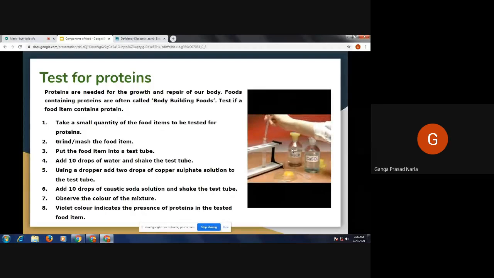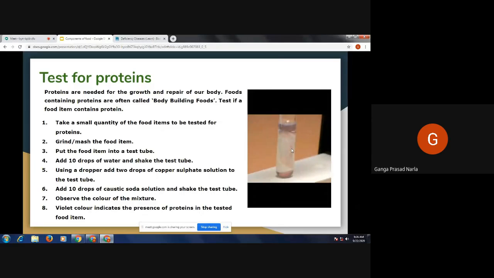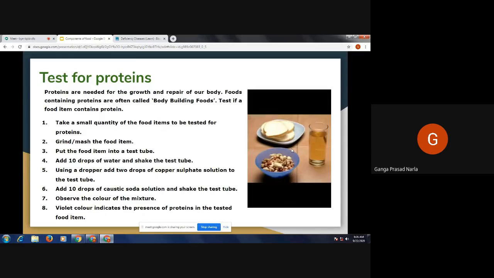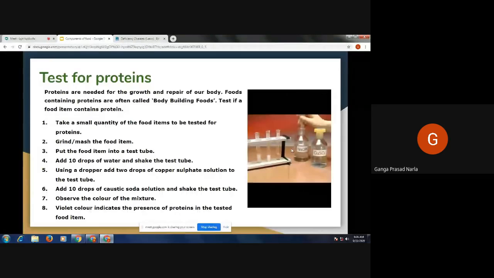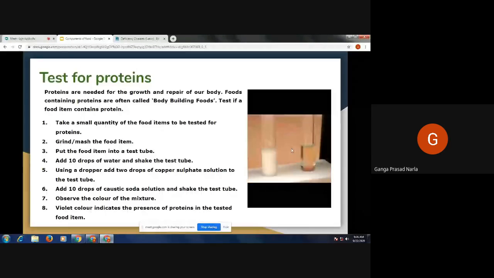If the food item turns violet in color, that food item contains proteins. Is it clear, children? Yes, sir. If the food item turns violet, observe the food items properly. So if it turns violet, that food item contains proteins.